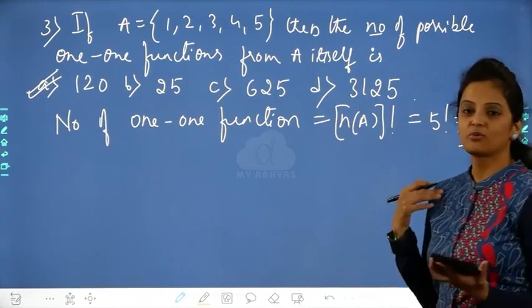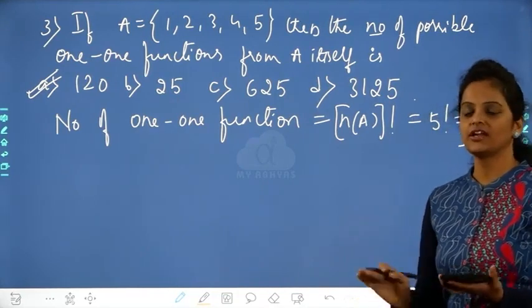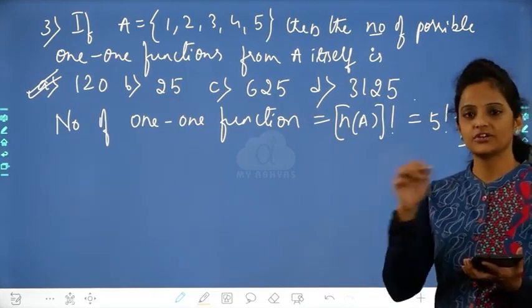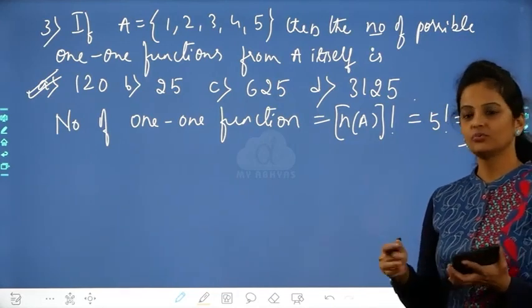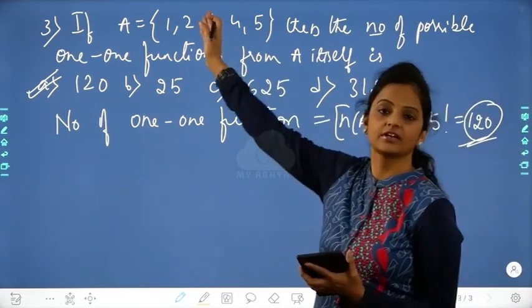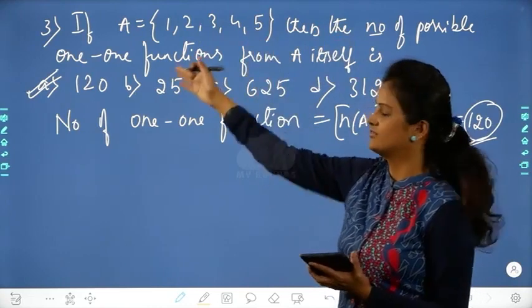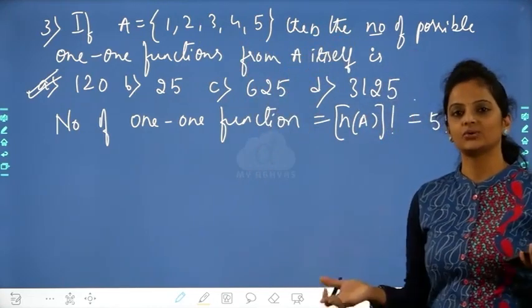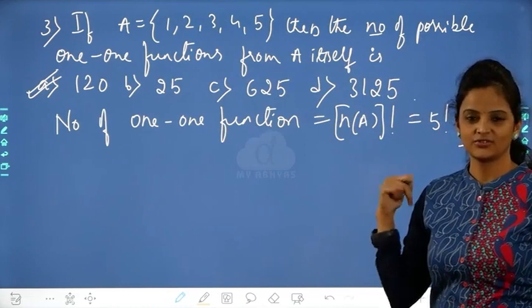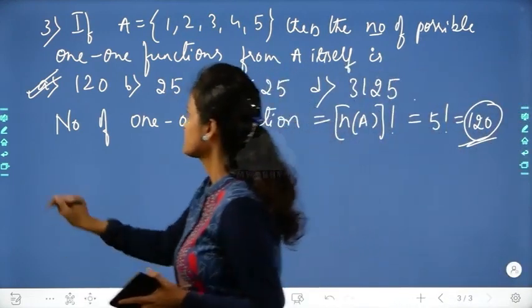Isn't it very simple? Yes. Few problems will be very simple. It's not like always you will get the difficult one where you have to sit and solve. No. Few problems on seeing this only we can make out. 5 elements, one-one function, 5 factorial, value is 120, sorted. Okay. Let's see the next one.